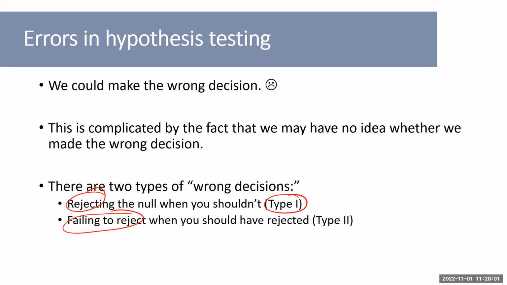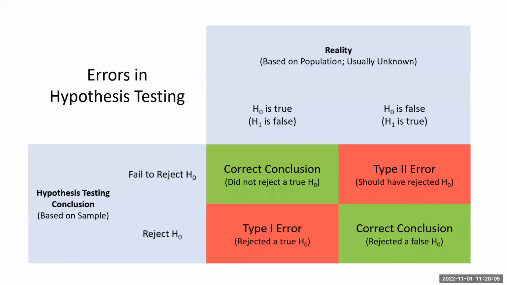Multiple words fail to reject, type 2. Now, a lot of people enjoy using this type of table as they're learning about these errors, okay? So this is what we conclude based on our sample. So this is based on our evidence. So our evidence says this, and this is in reality, okay? It's usually unknown. We don't usually know this, okay? If we did, again, we wouldn't be doing inferential statistics.